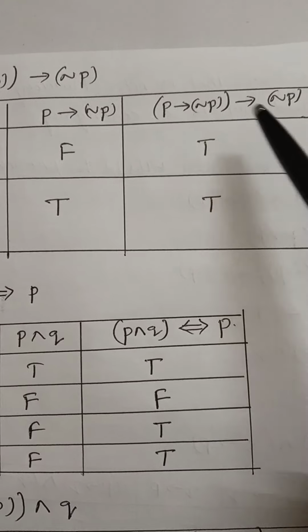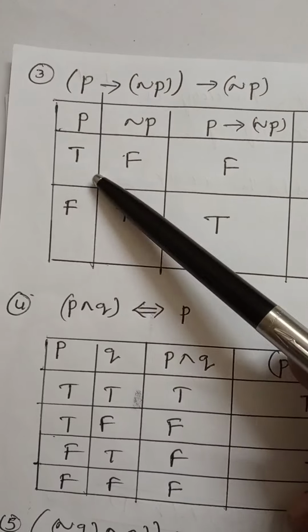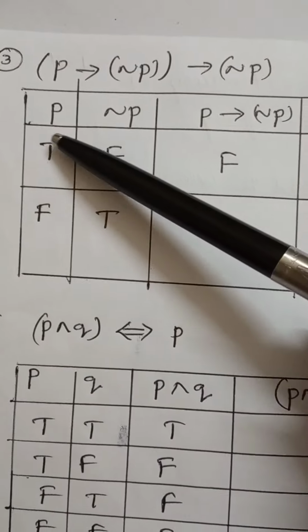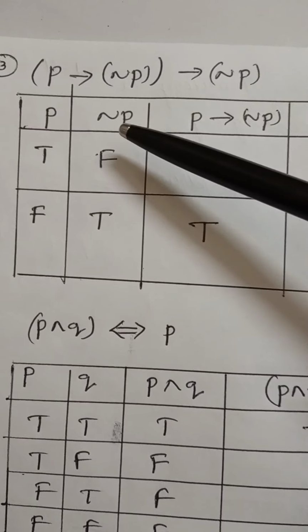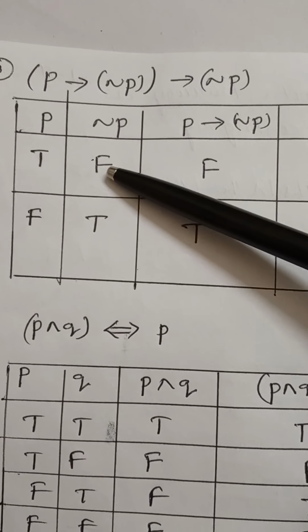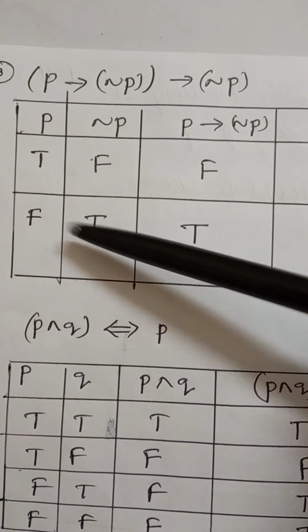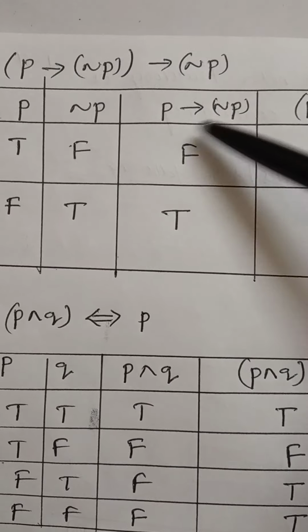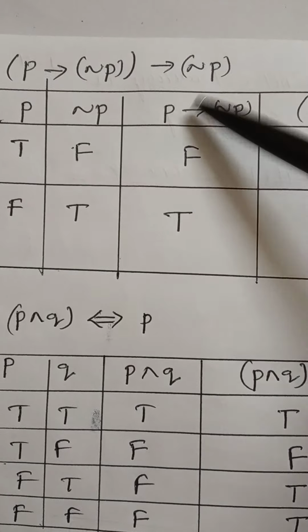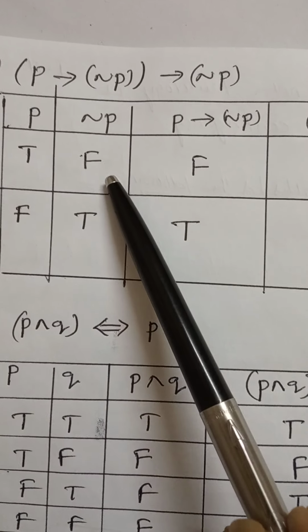Now what are the possible truth values of the given single statement? True or false? Now if P is true, negation P is false, right? Now if P is false, negation of that statement is true. Now we are concentrating on this simple compound statement. P implies negation P. That means this implies this one.